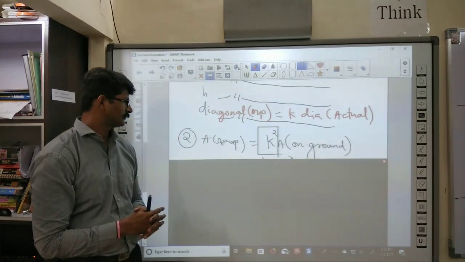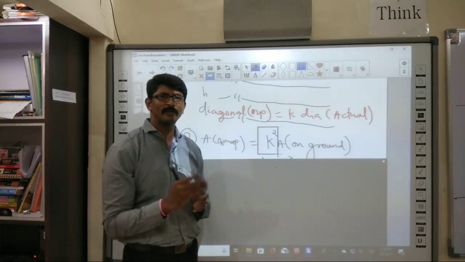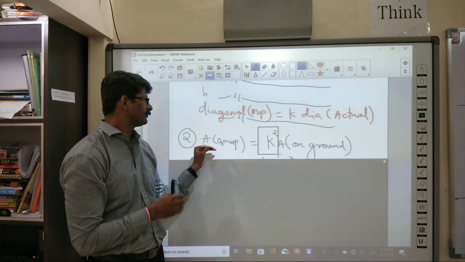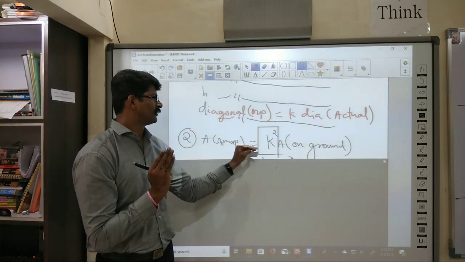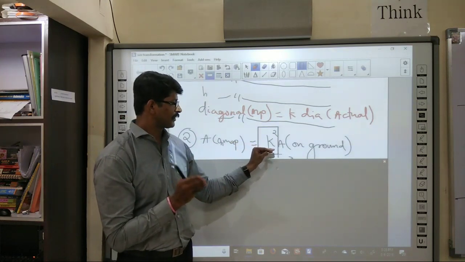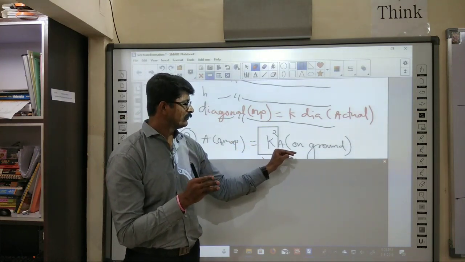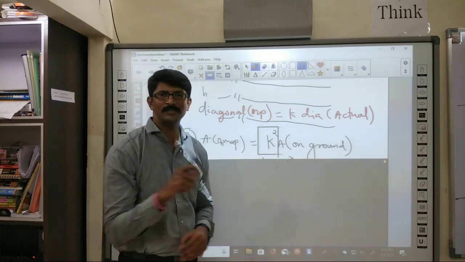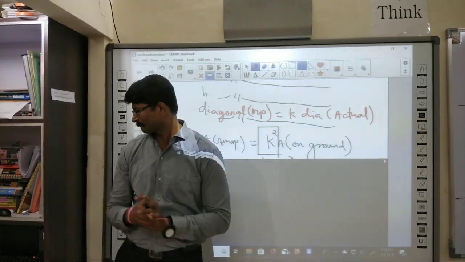I hope you are understanding this. Let's repeat along with me once again. Area on map is equal to k square times area on ground. Please jot it down in your notebook.